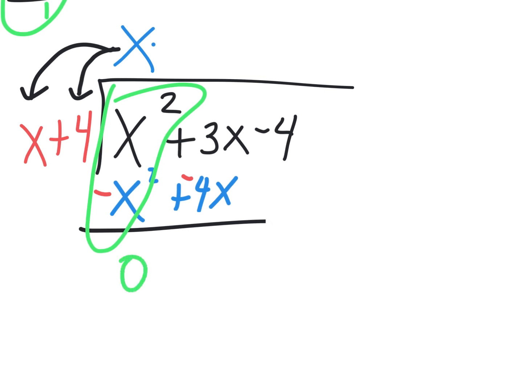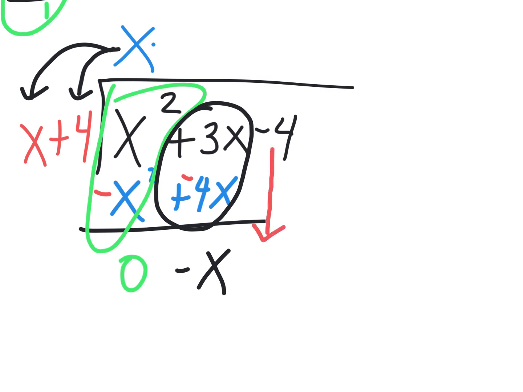Do you really have to write 0? No, because 0 could just be left off. Those two cancel. And then what do I get when I put these two together? Negative x. Okay. Now I bring down something. Remember, we haven't done everything yet till we bring this down. So I'm going to bring down the negative 4.